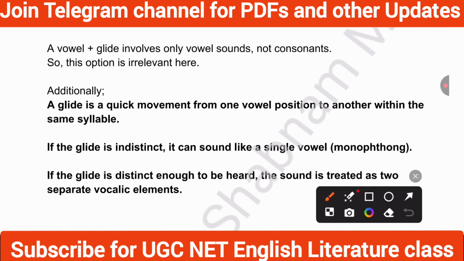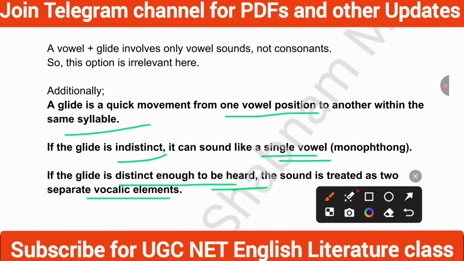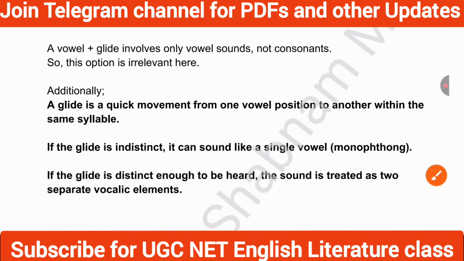Additionally, for information, a glide is a quick movement from one vowel position to another within the same syllable, and if the glide is indistinct, it can sound like a single vowel. If the glide is distinct enough to be heard, the sound is treated as two separated vocalic elements. So option 3 was the correct answer.